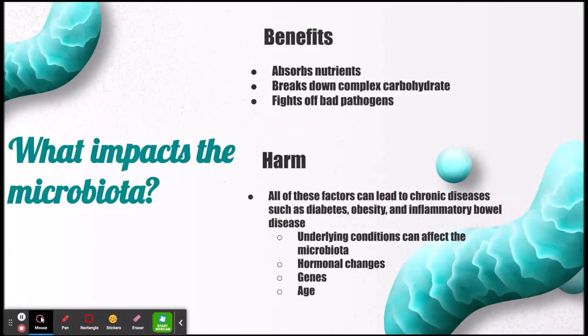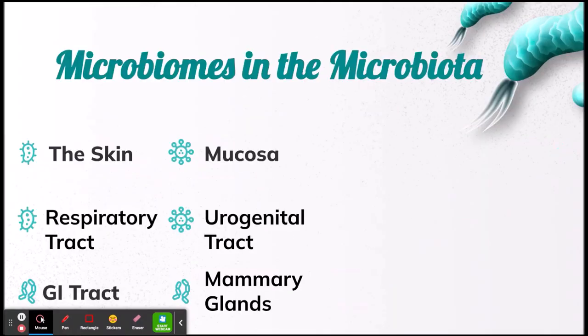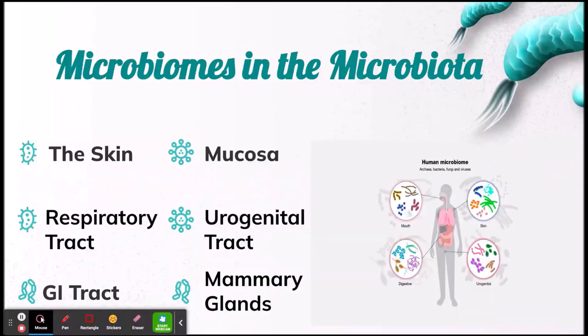There are benefits that impact the microbiota, such as absorbing nutrients, breaking down complex carbohydrates, and fighting off bad pathogens. However, there are harmful things that can impact the microbiota, such as underlying conditions, hormonal changes, genes, and age, and all of these factors can lead to chronic diseases. There are different microbiomes within the microbiota, such as the skin, mucosa, respiratory tract, GI tract, urogenital tract, and mammary glands.